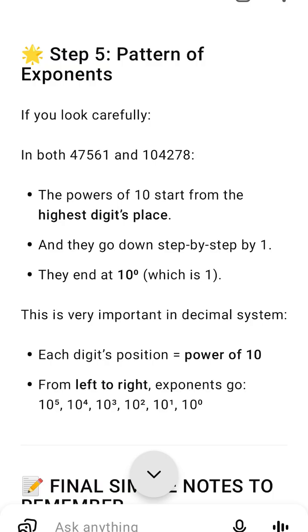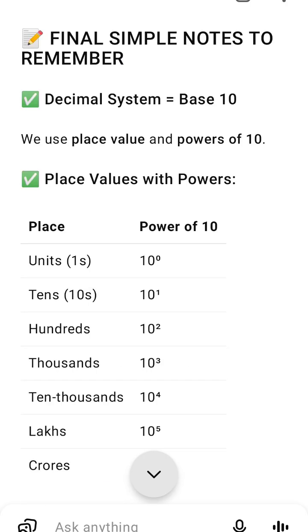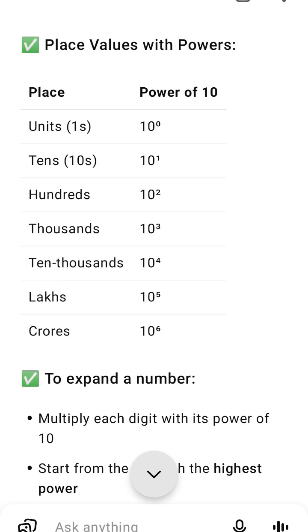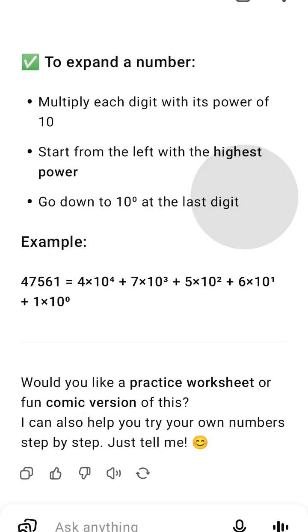To expand a number, multiply each digit with its power of 10. Start from the left with the highest power. Go down to 10 to the power 0 at the last digit. Example, 47,561 equals 4 times 10 to the power 4 plus 7 times 10 cubed plus 5 times 10 squared plus 6 times 10 to the power 1 plus 1 times 10 to the power 0.